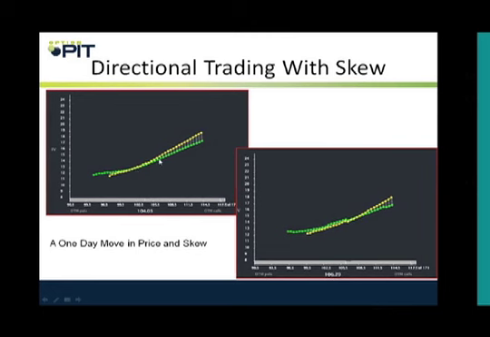Take a look at what is happening with the skew. Here is 104, okay? We want to put on a bullish spread. And then here we are at 106.29. All right, what do you think we could have done to make this spread better?